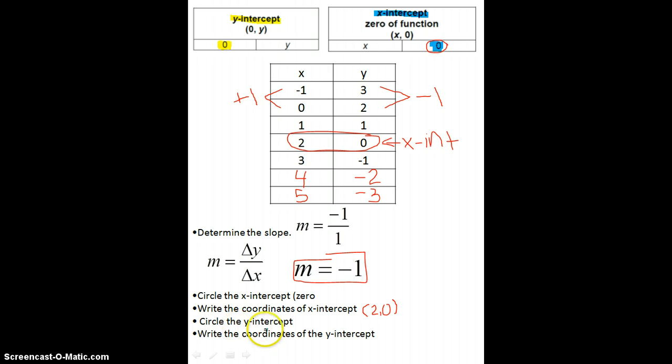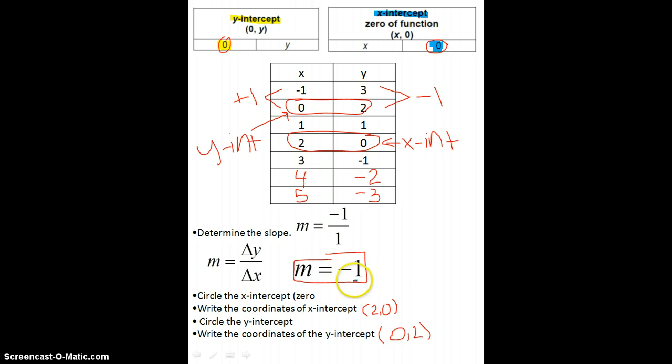Now, the next one says circle the y-intercept. Remember, for the y-intercept, x is 0. So we're going to go along the x. Oh, there it is. And we're going to find where x is 0. So that is our y-intercept. Okay? And it says write the coordinates of the y-intercept. 0, 2. Good job.